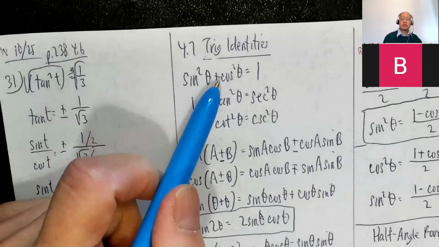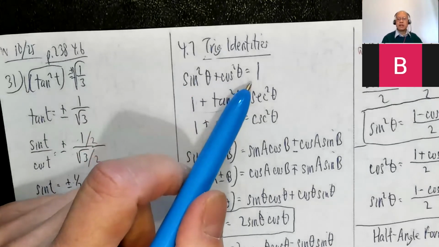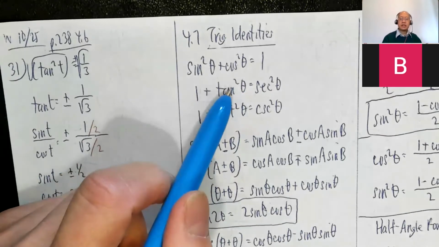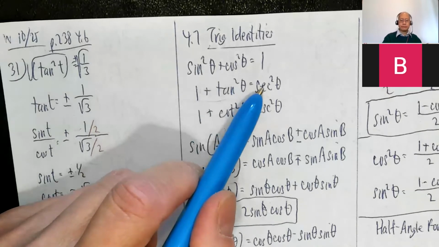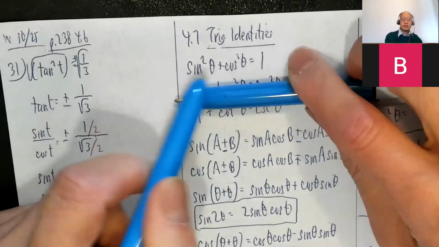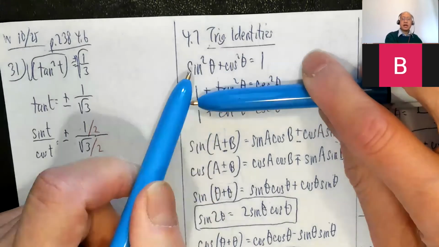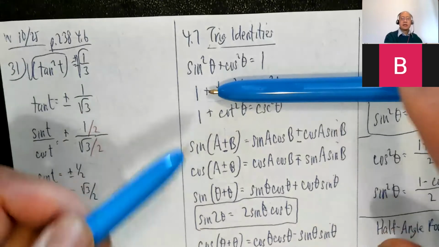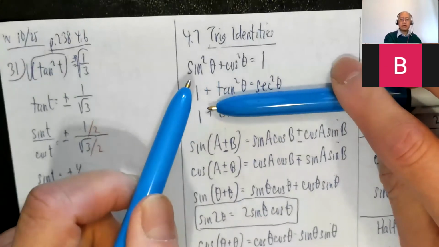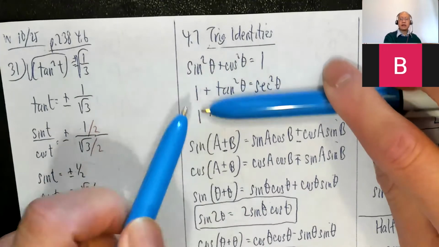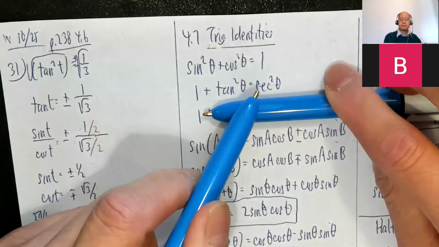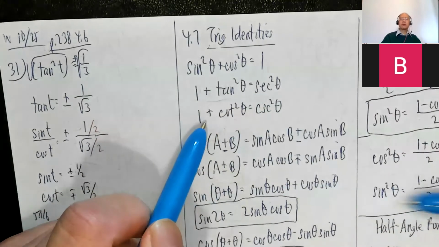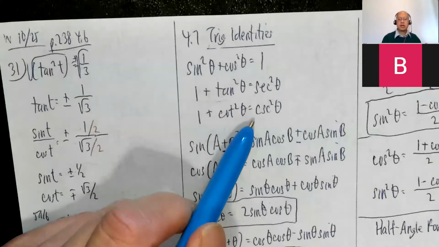Okay, sine squared theta plus cosine squared theta is equal to 1. We've already tackled that quite a bit. 1 plus tangent squared theta equals secant squared theta. If you start off with this and divide both sides by cosine squared theta, you get this. If you divide both sides by sine squared theta, you get this: 1 plus cotangent squared theta equals cosecant squared theta.